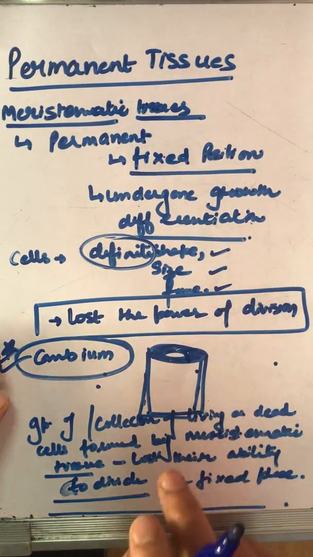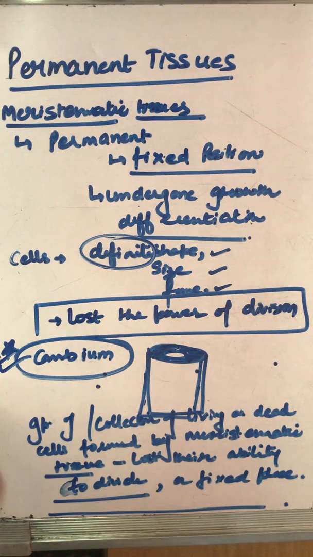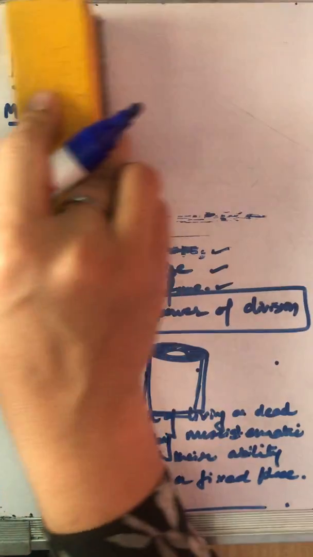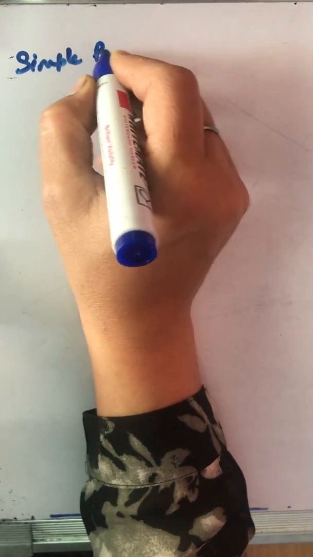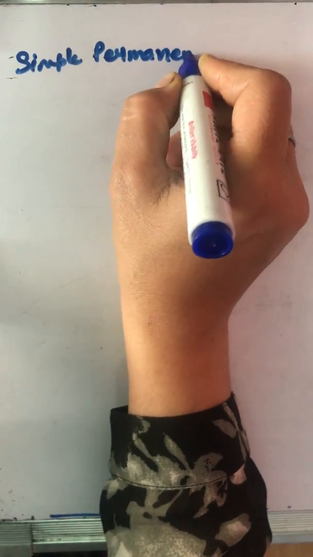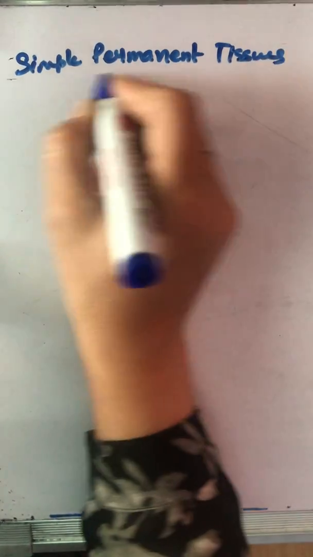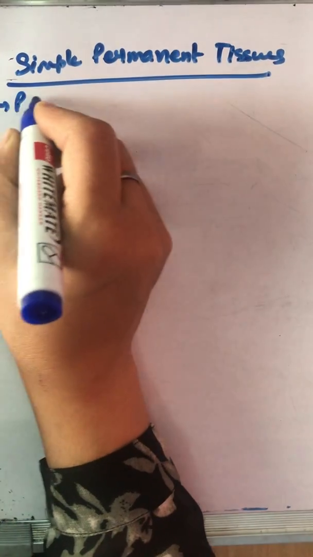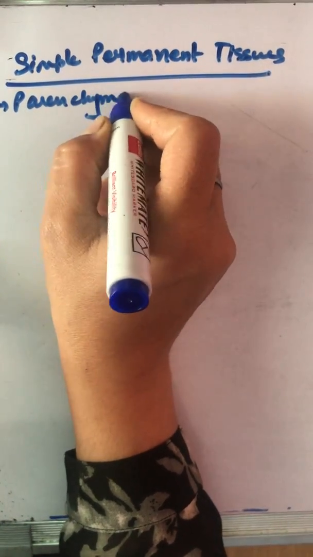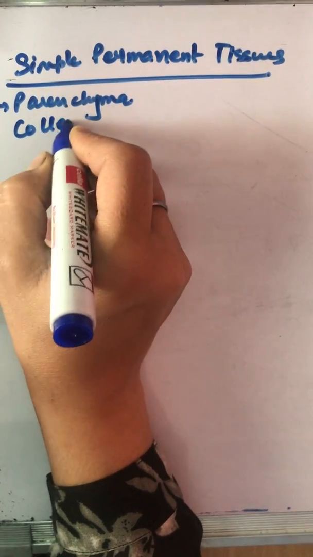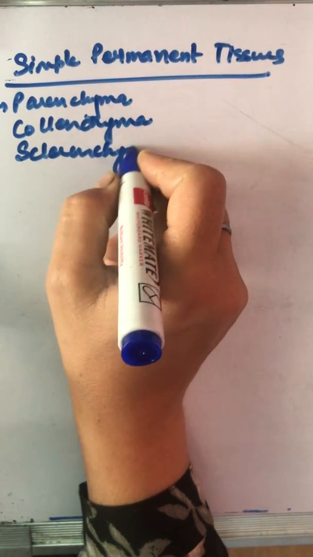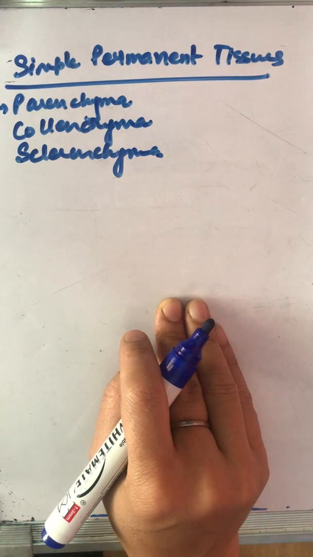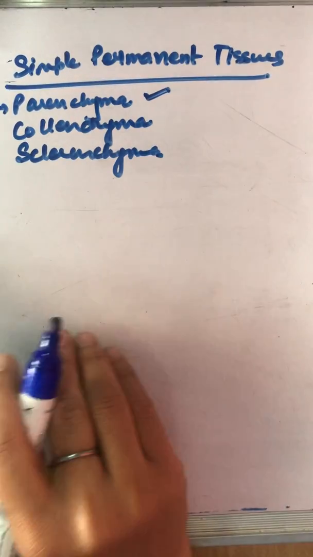Coming to the distribution of permanent tissues into simple and complex. When we are talking about the simple permanent tissues, we say the simple permanent tissues are divided into parenchyma, collenchyma and sclerenchyma. Right? Here I am taking the first type of tissue, parenchyma.